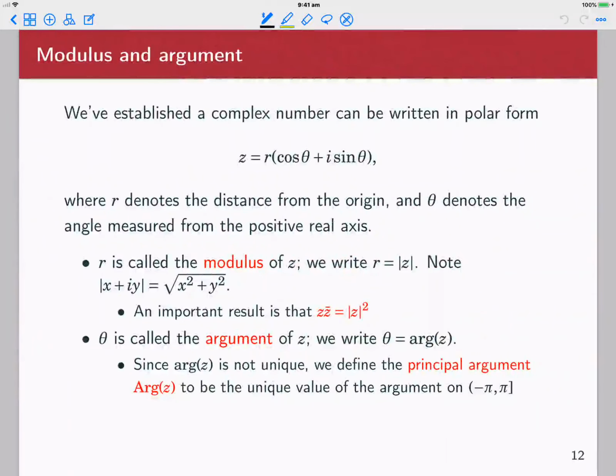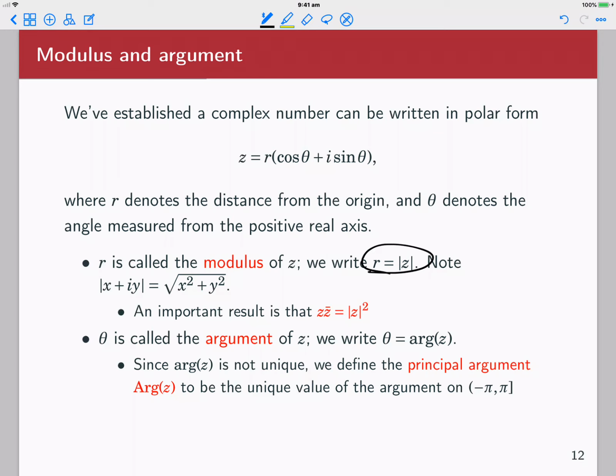Okay, so that r and theta that I've been referring to so far, those of course have technical names. I said that if you have a complex number, r is the distance from the origin, theta is the angle measured from the positive real axis, okay? So that r that we've been talking about, that's called the modulus of your complex number. And the way you write it is like this. You use the absolute value symbols.